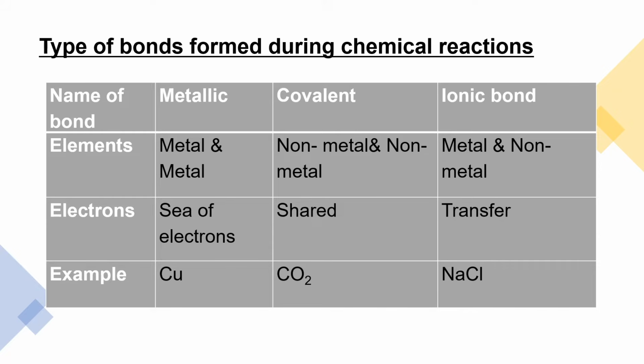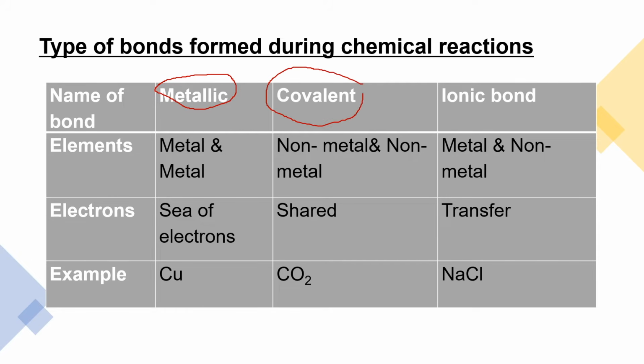Something important to remember when we start discussing chemical reactions is the types of bonds that form during a chemical reaction. Starting with the first one, we have a metallic bond. A metallic bond occurs between two metals. The electrons form a sea of electrons, and an example is copper.